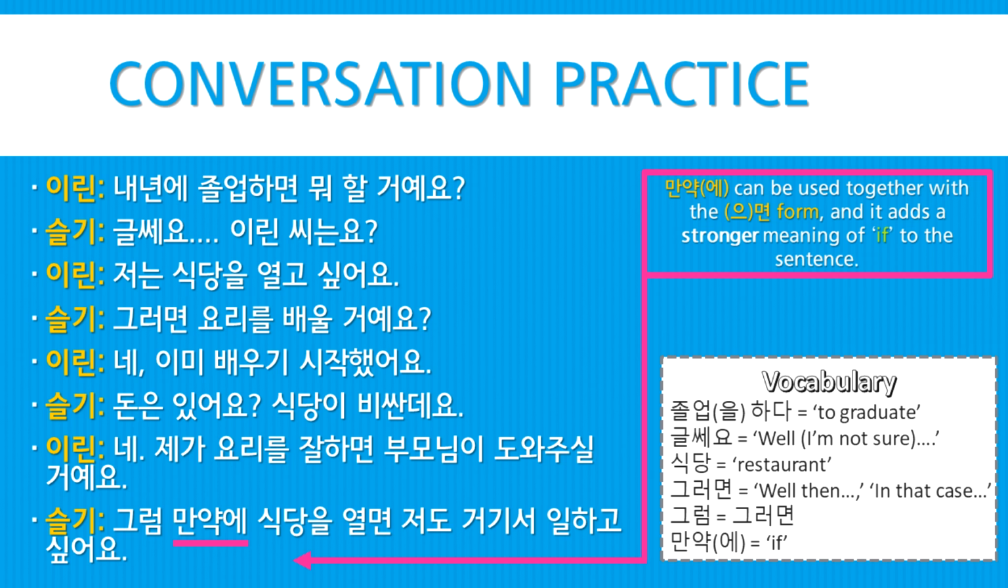글쎄요. Well, I'm not sure. 이린 씨는요? How about you, 이린? 저는 식당을 열고 싶어요. I want to open a restaurant. 그러면 요리를 배울 거예요? In that case, or well then, will you learn cooking? 네, 이미 배우기 시작했어요. Yes, I already started learning. 돈은 있어요? Do you have money? 식당이 비싼데요? A restaurant is expensive.